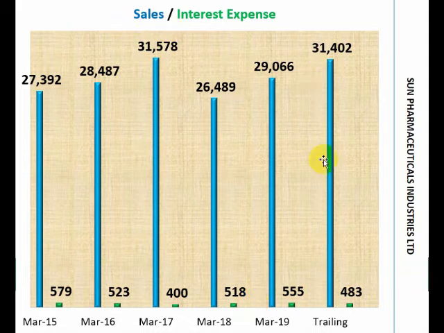So out of the total sales in the recent 12 months of 31,000 crores, the company's interest cost is 483 crores. So that's a very low percentage of interest expenses.